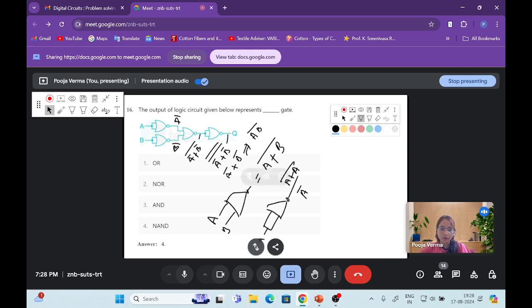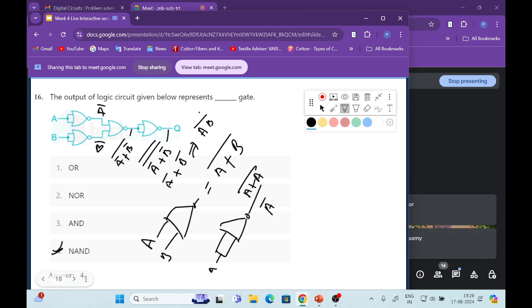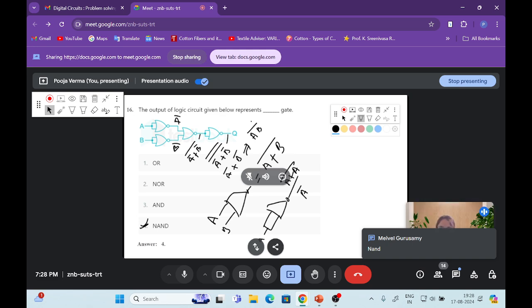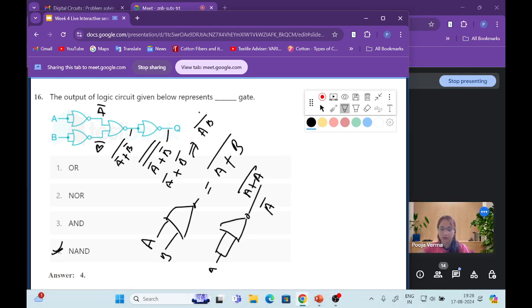Okay, so which gate is the output of this logic circuit representing? This is a NAND gate representation, right? So option 4 is the correct answer for this. Yeah, the output of this logic circuit is representing the NAND gate. Okay. So moving to the next question.